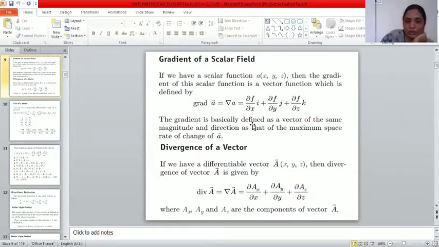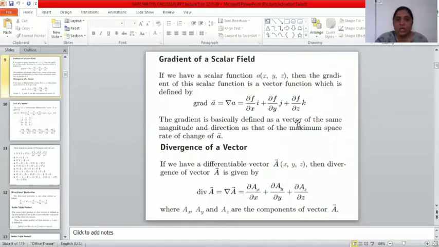So i bar into dou by dou x plus j bar into dou by dou y plus k bar into dou by dou z. This is called the del function, right? And if you are finding del f, suppose it is some function of x, y, z, then it is dou f by dou x i bar plus dou f by dou y j bar plus dou f by dou z k bar. And if we see this gradient function, there is i bar, j bar, k bar, and that denotes what? This is a vector. So the gradient of a scalar field is a vector field.